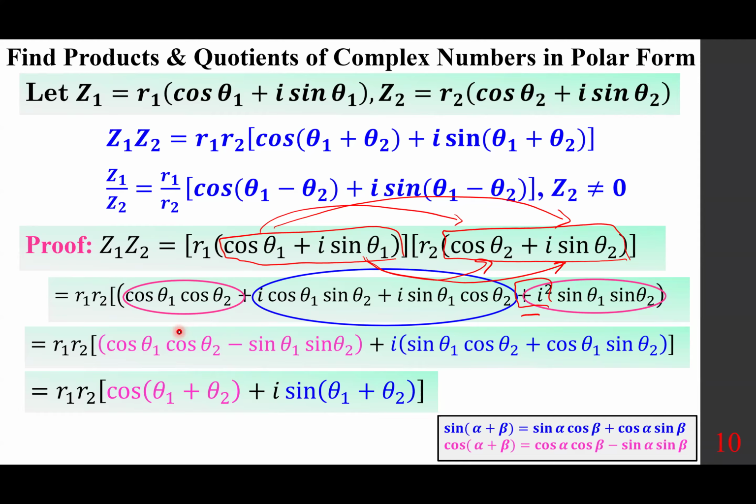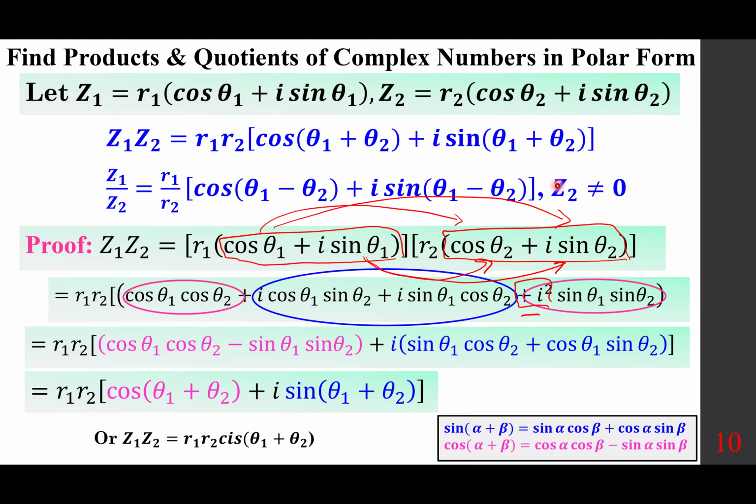And therefore, a shorthand notation, Z1 Z2 is R1 R2 cis theta 1 plus theta 2. In other words, if you want to multiply complex numbers in polar form, multiply their modulus, their magnitude, and then cis add up their arguments. So we proved the product works in this manner.